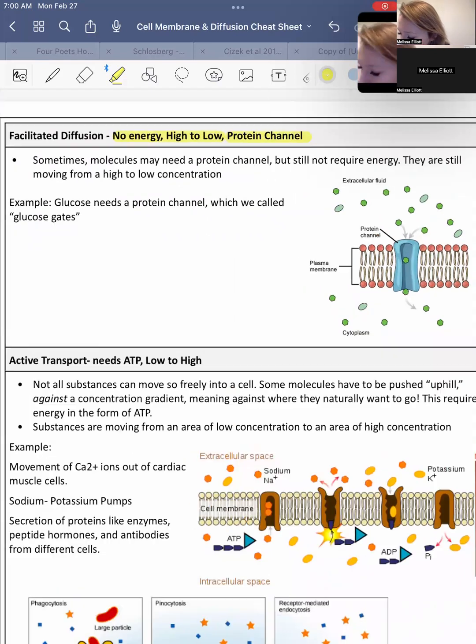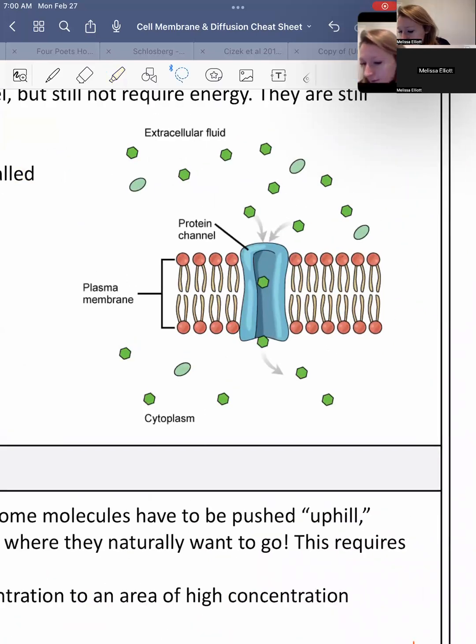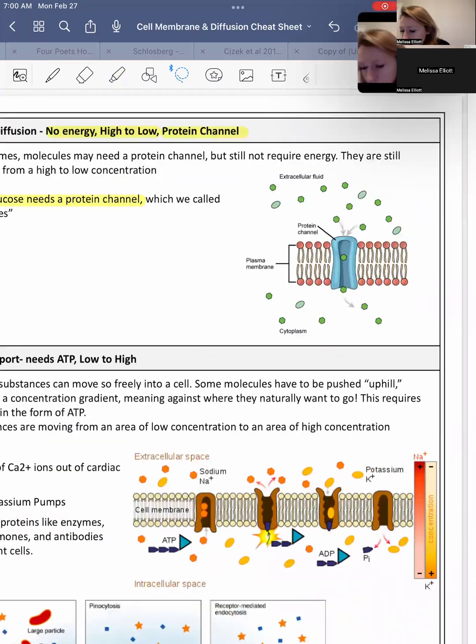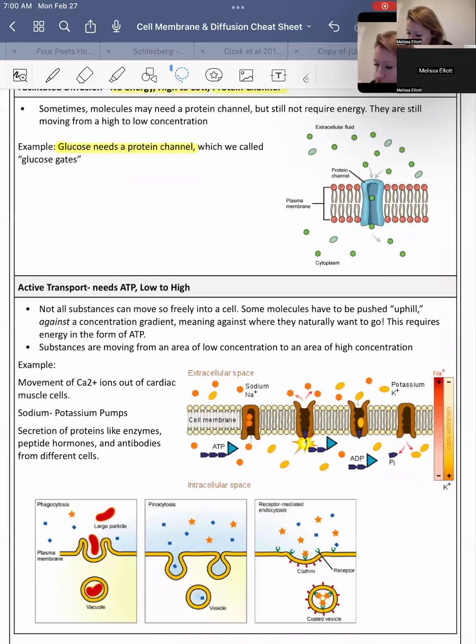The biggest example that we've talked about before is glucose, right? We talked about glucose gates. Glucose can't just slip through the membrane. What I mean by that is they can't just slide through here. They have to go through this nice protein channel here, which is the glucose gates that we were talking about. Still diffusion, still high to low, no energy is needed, but glucose just needs that protein channel to get in.